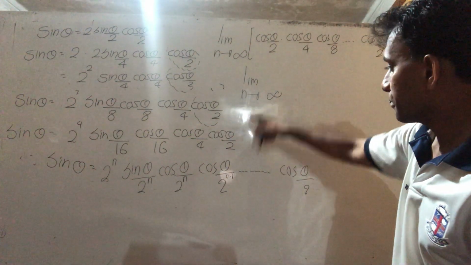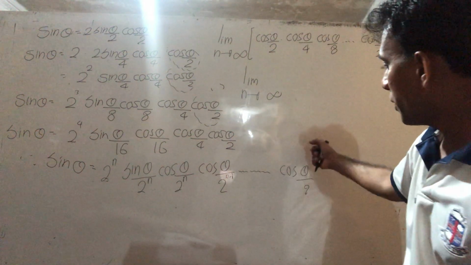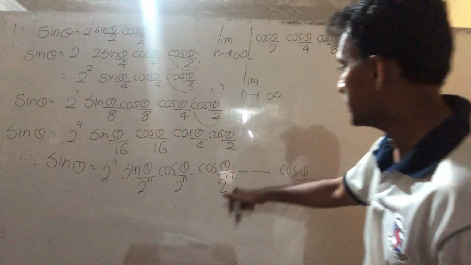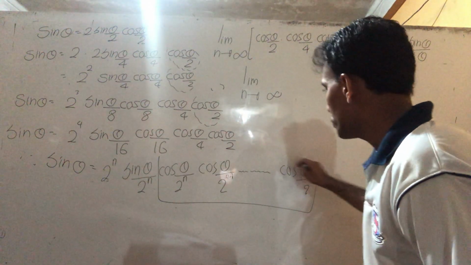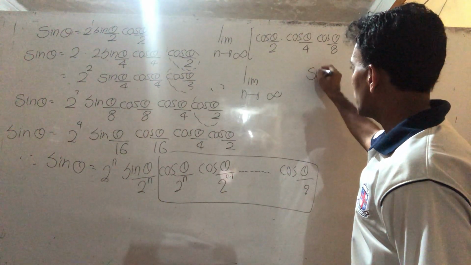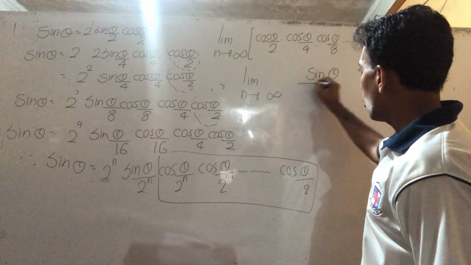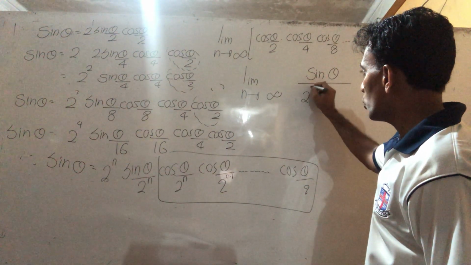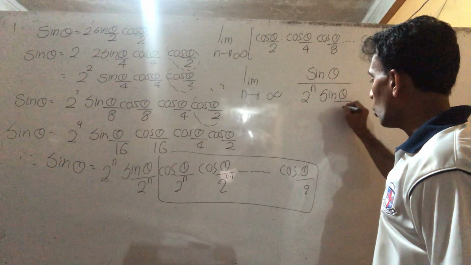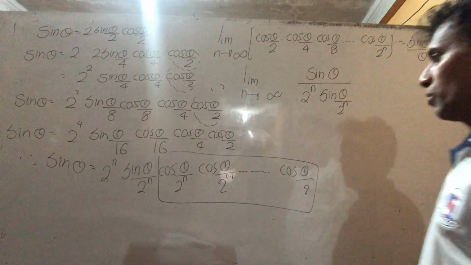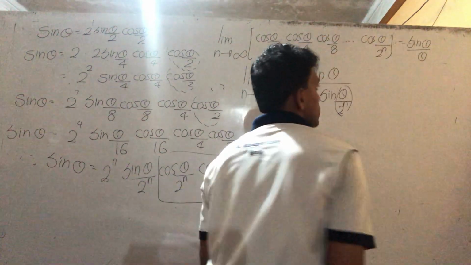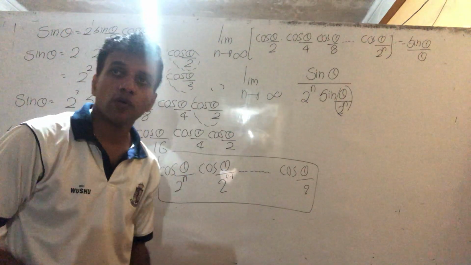Now what is this? From back here, cos theta by 2, cos theta by 4, cos theta by 8, and up to this one. Up to this one you can write sine theta over 2 to the power n sine theta over 2 to the power n. Now I want to show this one, sine theta over theta.